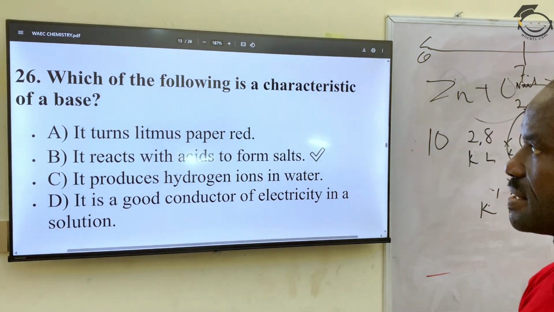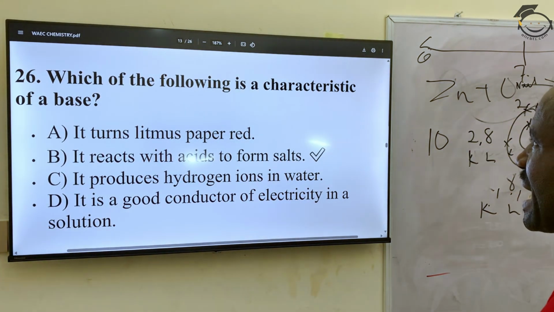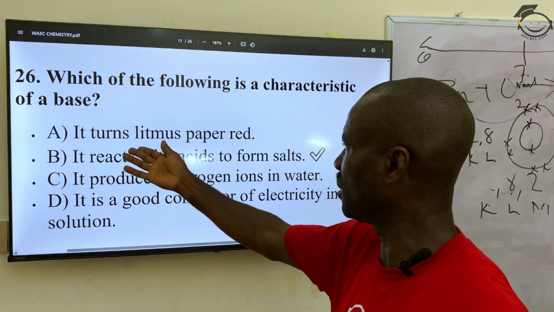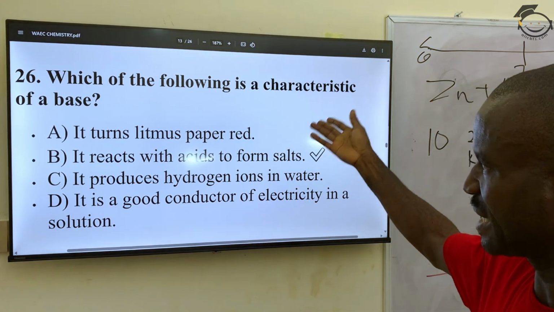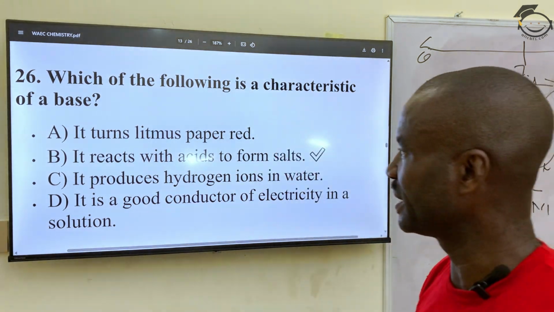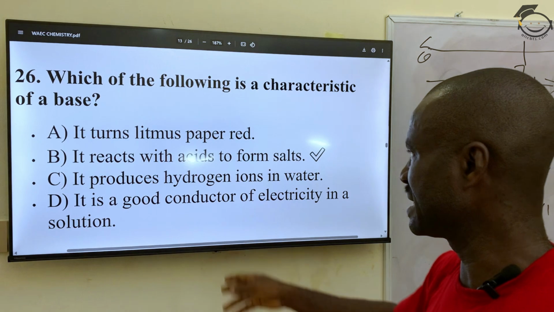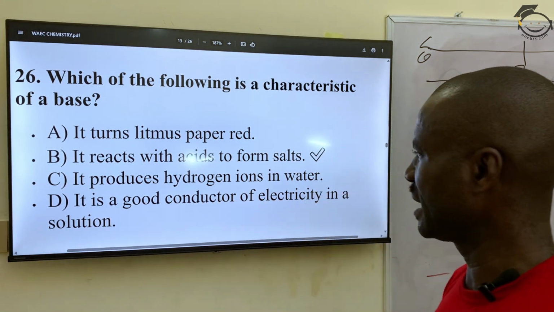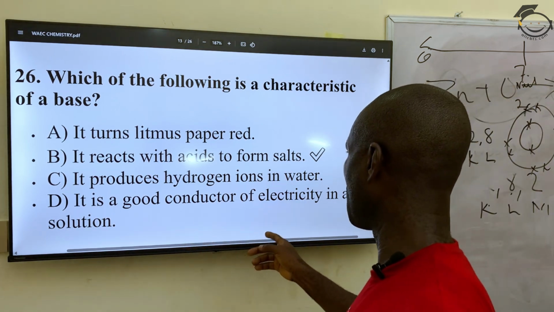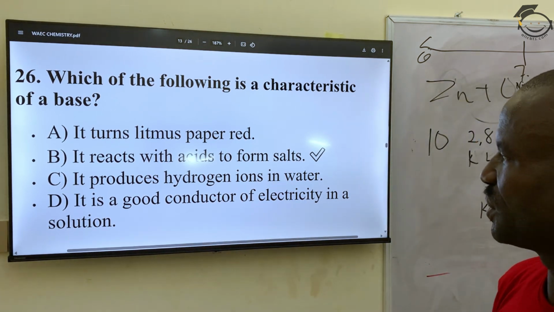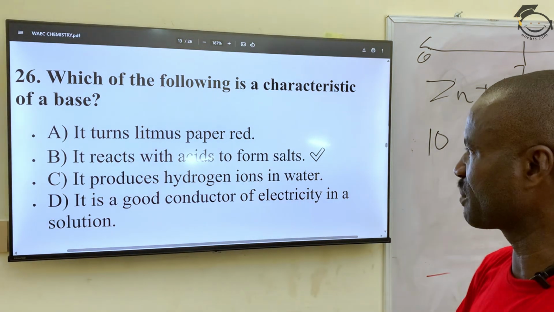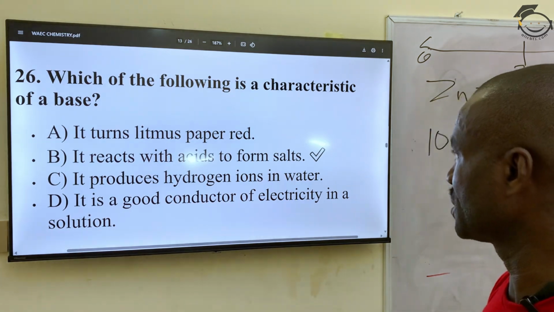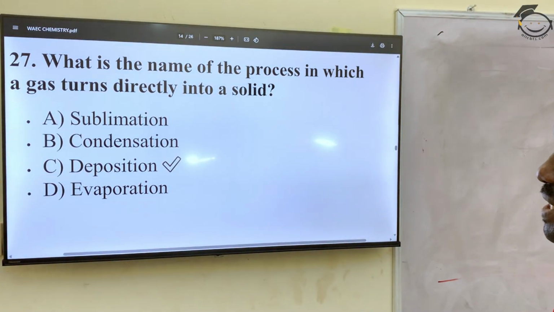Question 26. Which of the following is a characteristic of a base? Will a base turn litmus paper red? No, that's an acid. Only acid can turn litmus paper red. It reacts with acid to form salt. It produces hydrogen ion in water. It's a good conductor of electricity in solution. The correct answer is a base reacts with an acid to form salt and water.